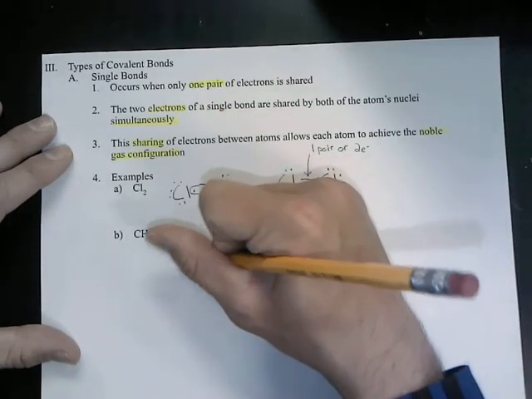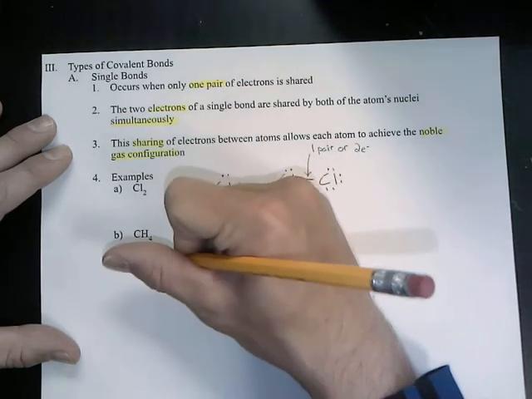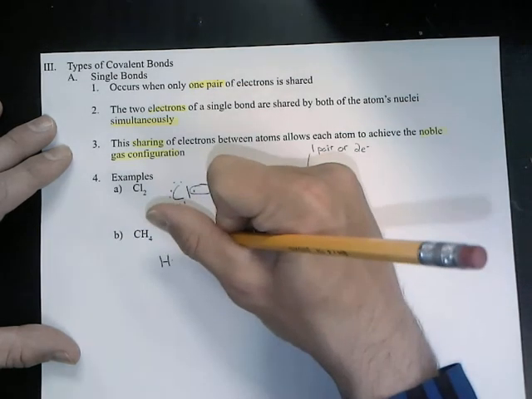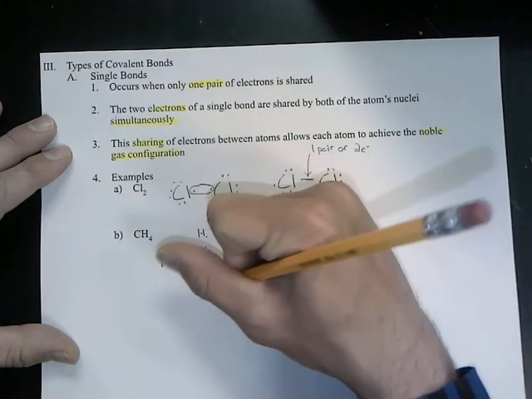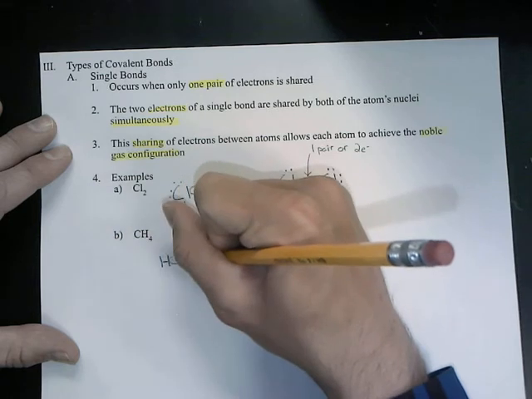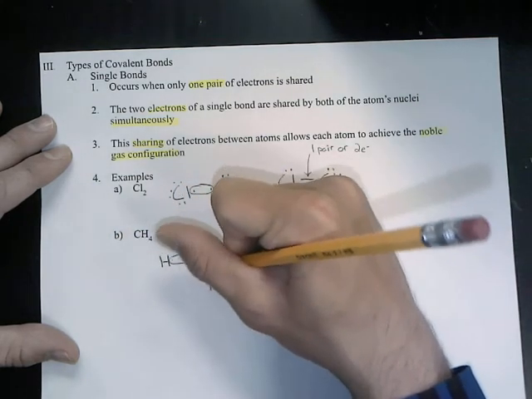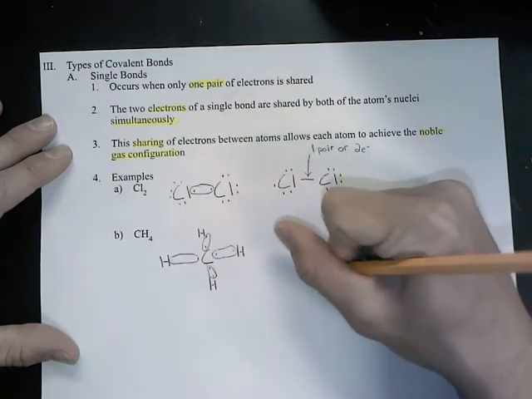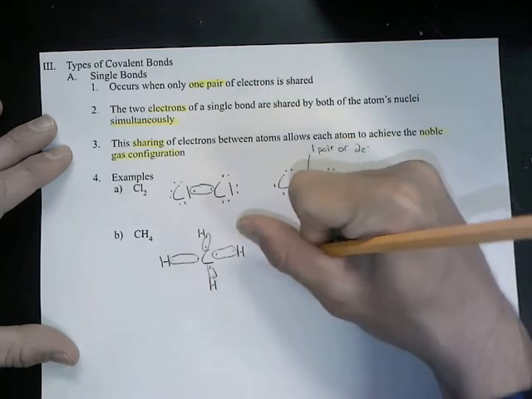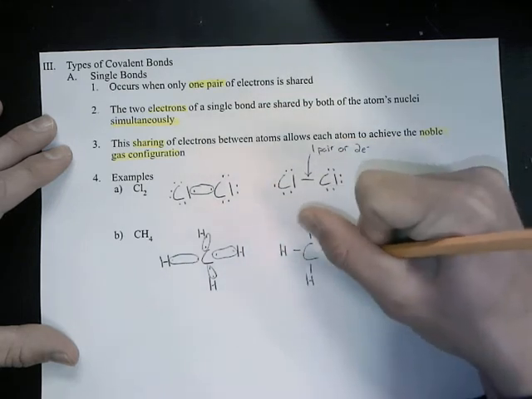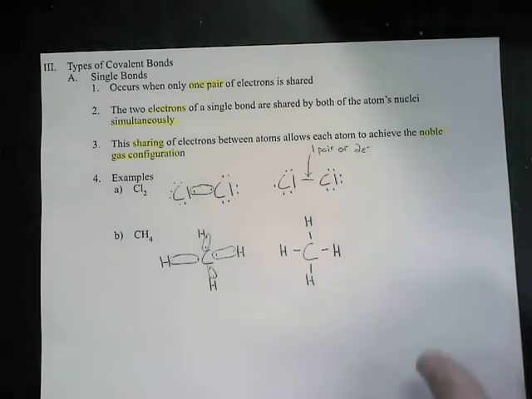Now CH4. Carbon has 4 valence electrons. It would look like this. Hydrogen has 1 valence electron, but we have 4 of those hydrogens. When we go to draw the Lewis structure, it would look like this. And we would more clearly represent it with a single line to represent a single bond. So a single line represents a single bond.